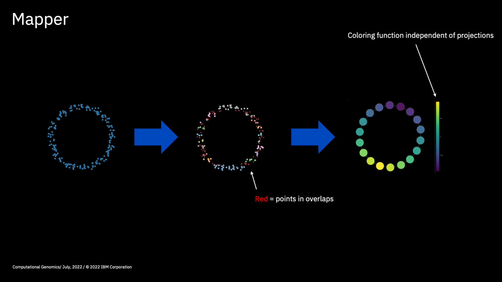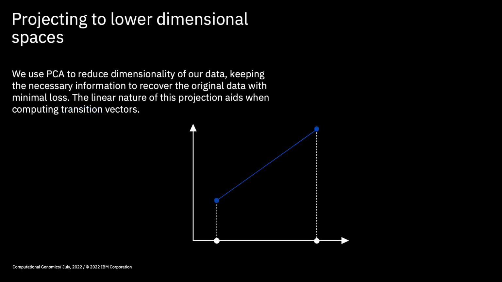values on the graph. We use PCA to reduce dimensionality of our data, keeping the necessary information to recover the original data with minimal loss. The linear nature of this projection aids when computing transition vectors. In this diagram, the idea is that even though the line is in a plane, we can still perform a lift of its projection to the original space.